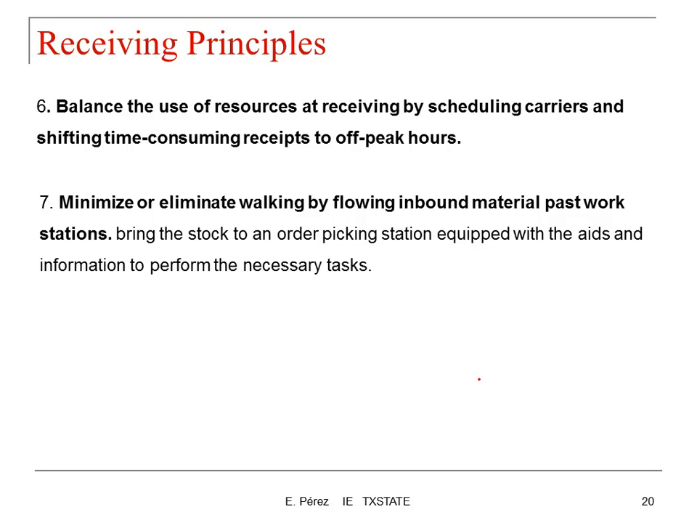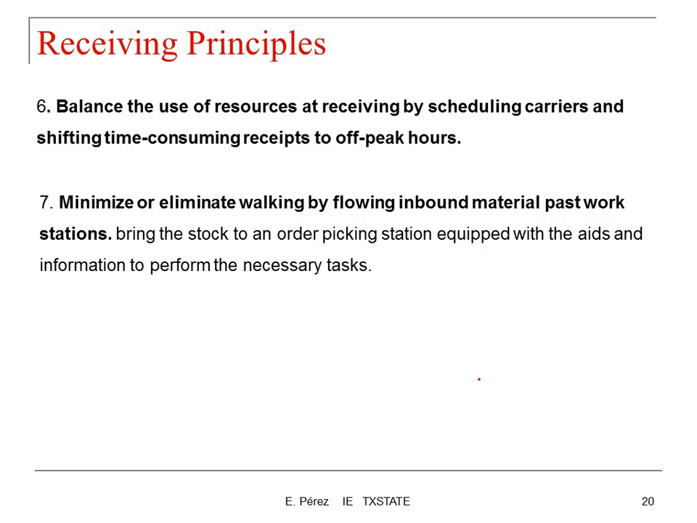Number seven, minimize or eliminate walking by flowing inbound material past workstations. This brings the stock to an order picking station equipped with the aids and information to perform the necessary task. So that's in terms of receiving.